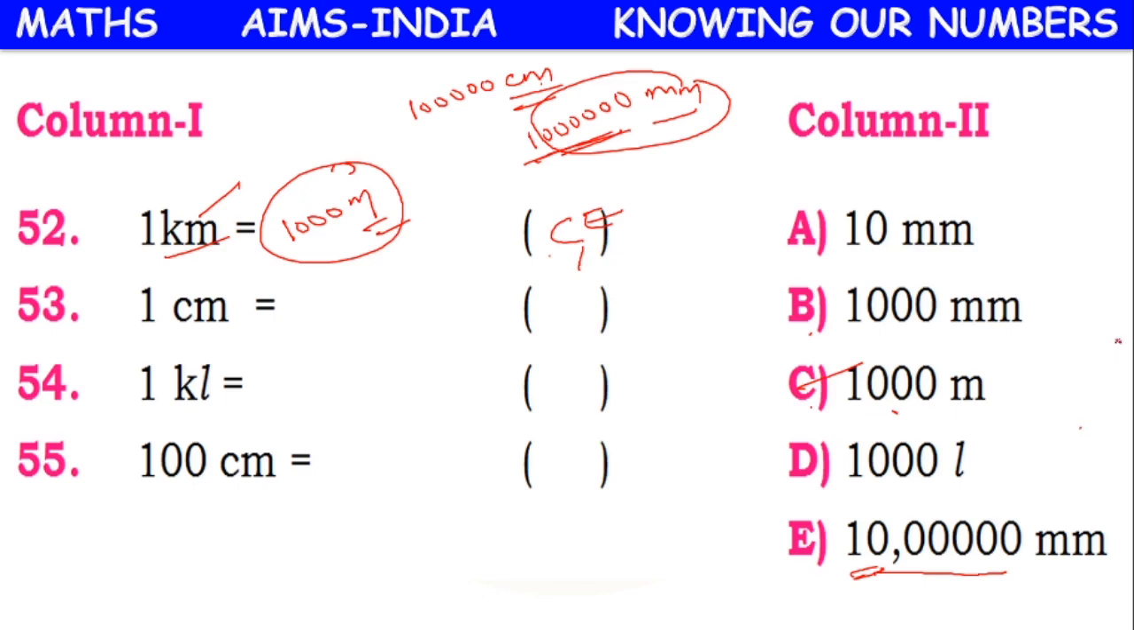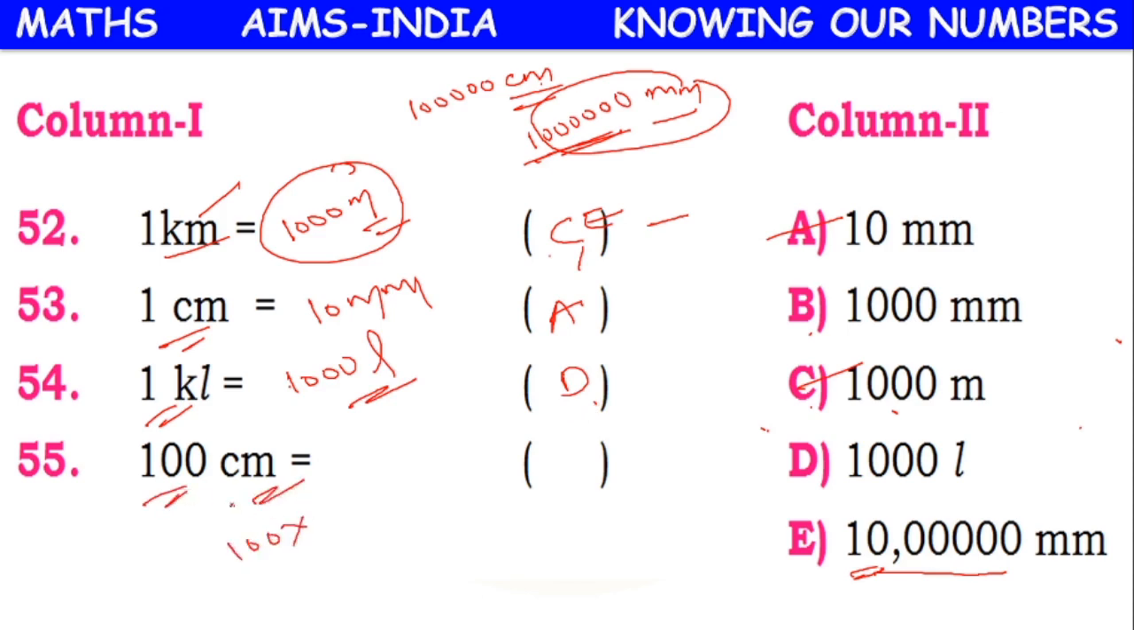Next, children. Next, 1 centimeter, 10 millimeters. So A option is the correct answer, 10 millimeters. 1 kiloliter, kilo stands for 1000, so 1000 liters. D option is the correct answer. 100 centimeters, so 100 into 10 millimeters, we can write 1000 millimeters. B option is the correct answer.